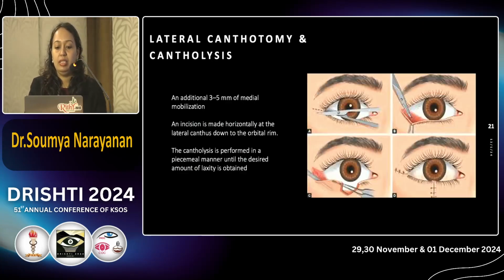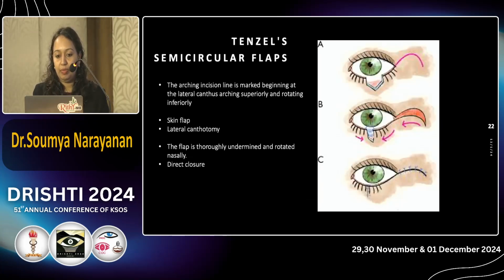If there is again tension during the direct closure, we can do a lateral canthotomy and cantholysis for an additional 3 to 5 millimeters of medial mobilization. An incision is made from the lateral canthus horizontally to the lateral orbital rim, and cantholysis is performed in a piecemeal manner till we get the desired closure. Tenzel's semicircular flap also will help for a direct closure with medial mobilization of the lid.